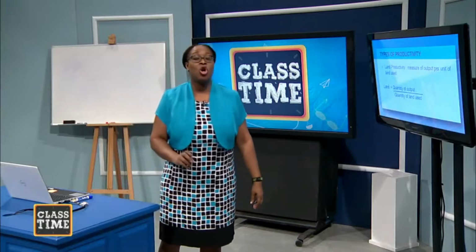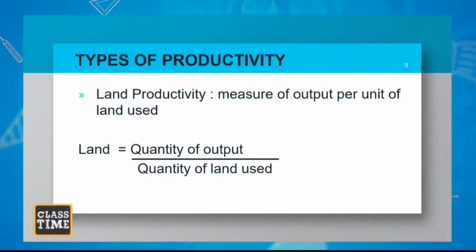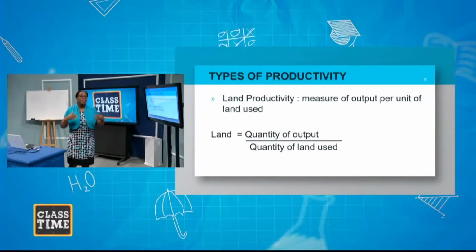You have what is called your land productivity. Again, it's looking at the measure of output per unit of land used. So your land space, your factory space. So it's looking at your output divided by the quantity of land used. So whether it is your factory space or your farmland and the level of output, you can calculate your land productivity.